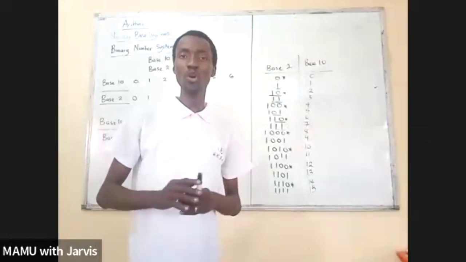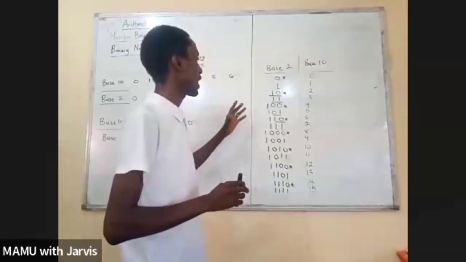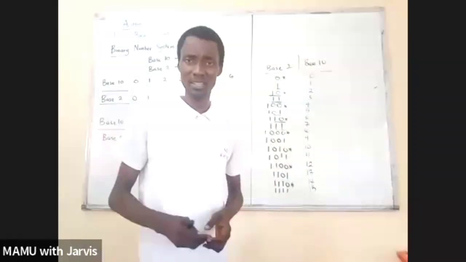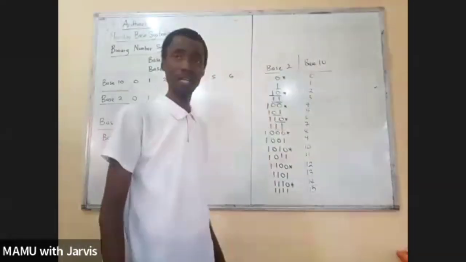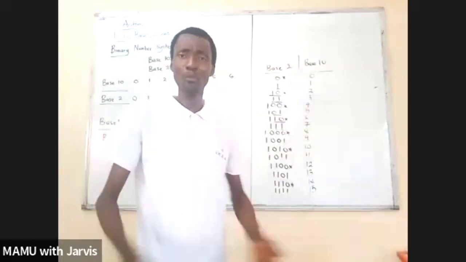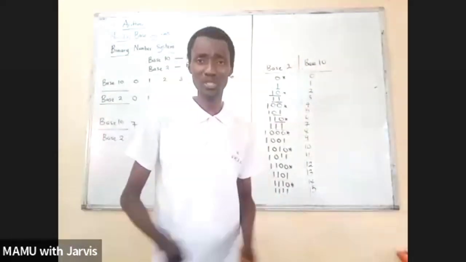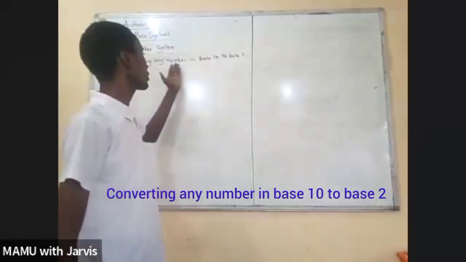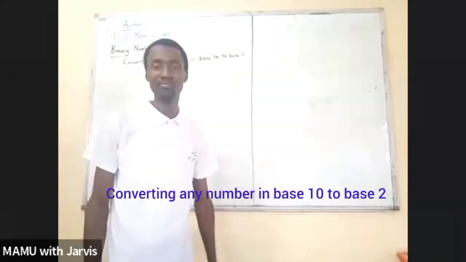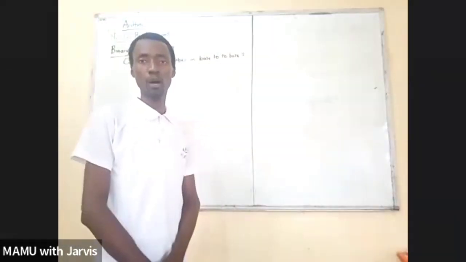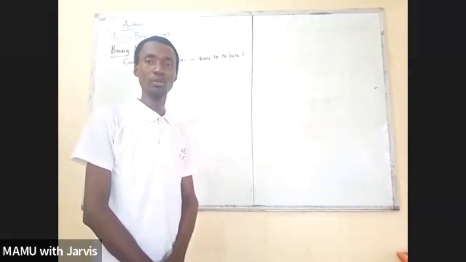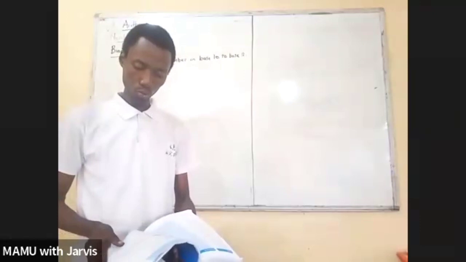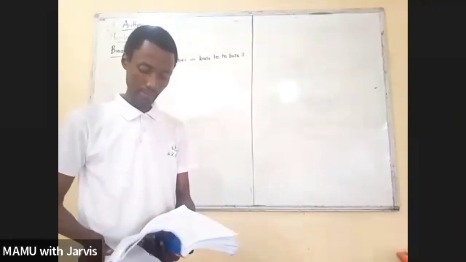And the next stage will be for us to now try to show you how you can convert any number to binary. Let's assume I gave you a number and I want you to convert it to binary. How would you do it? So we've come to try to convert any number in base 10 to base 2. There are two ways you can go about it, but I will just use the method that is more of a standard to us.